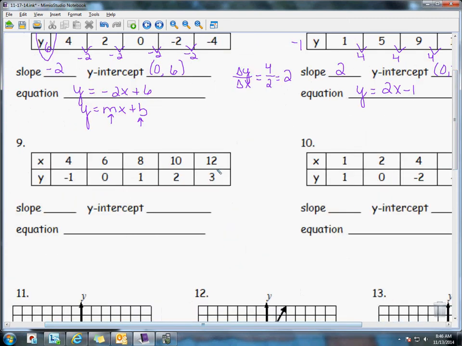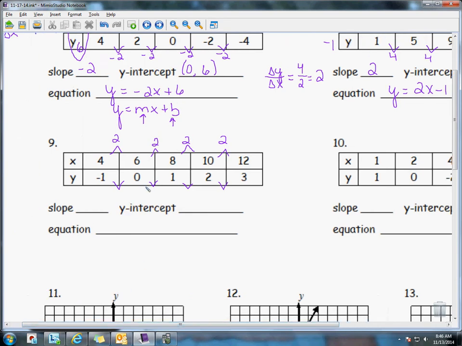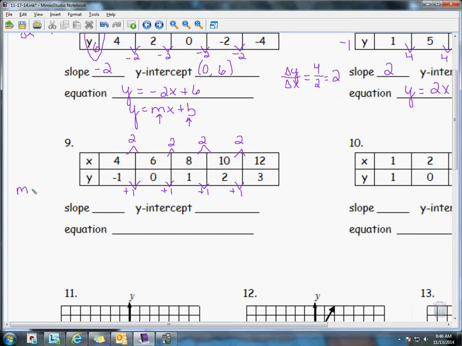All right, number 9. So again, we're going to do our change in x and our change in y. Change in x is going up by 2's. Change in y's are going up just by 1's. So if I want to do my slope, m is equal to change in y over change in x. My y is 1, my change in x is 2. So that's just going to give me 1/2.